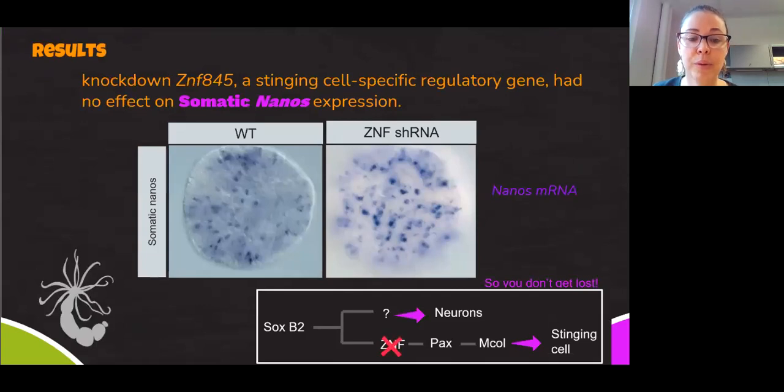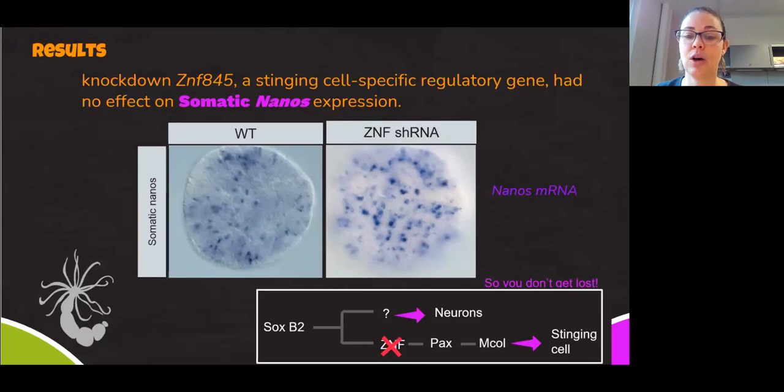So now we move one step back in our pathway, and we look at the zinc finger. Knockdown of zinc finger, which is also a stem cell specific regulatory gene, does not have any effect on somatic nanos expression, as you can see in this image. There's no difference between the wild type and the zinc finger knockdown. So nanos is expressed normally here.